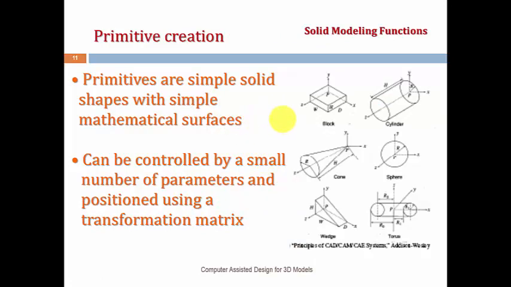Primitives are simple solids. So we have simple ready shapes or models that we can use. So we have a block, for example, box, we have cylinder, we have a sphere, cone, wedge, and torus. Okay? They can be controlled by a small number of parameters and positioned using a transformation matrix. All right. For example, for box, I need just width, length, and thickness, height. Cylinder, I need radius or diameter and length, and so on.